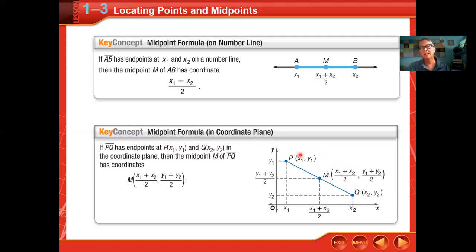So you take the 2 x's from the 2 endpoints, add them together and divide by 2, and that'll give you the x coordinate of the midpoint. You do the same thing with the y values. You add the 2 y's together and divide by 2, and that'll give you the y coordinate of the midpoint. So when you're doing the midpoint formula on a coordinate plane, it's like you have 2 problems in one, because first you have to do it for the x's and then for the y's, and you have to realize that the answer is an ordered pair.